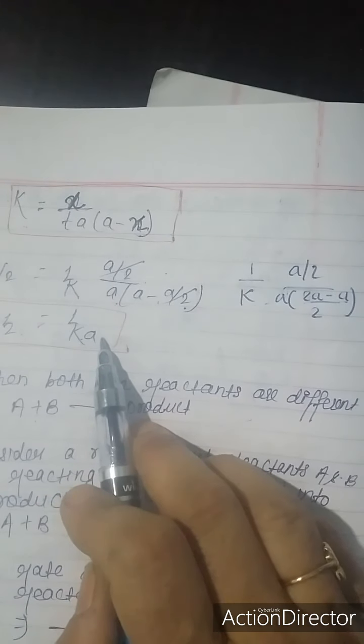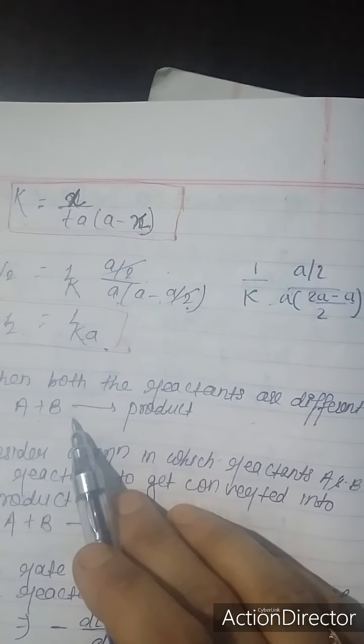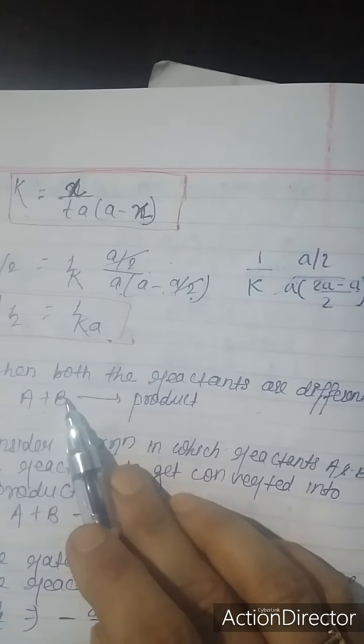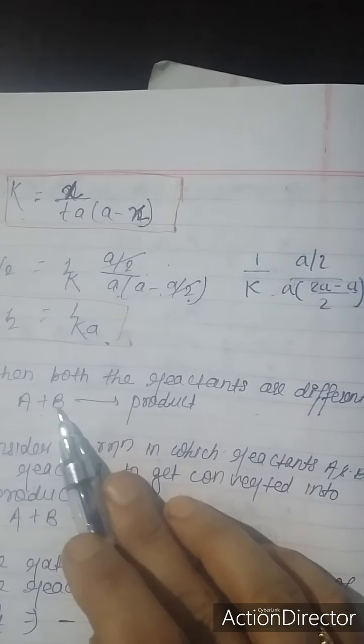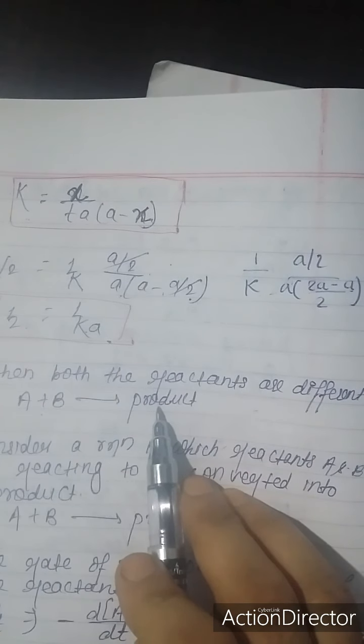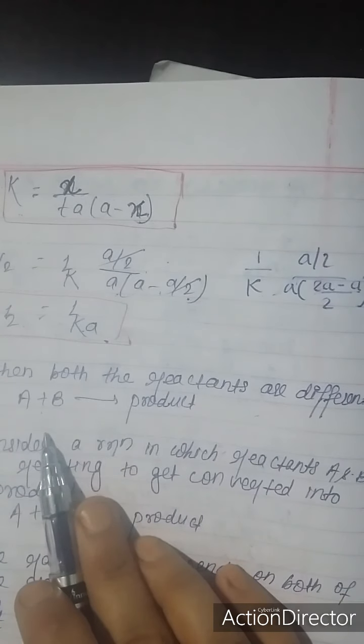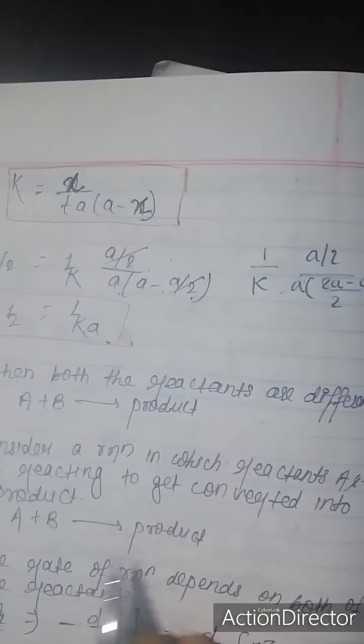Now the second case is when both the reactants are different. That is, one reactant I am taking A, the other I am taking B. So A plus B giving you the product. So again we are considering a reaction in which the reactants A and B are reacting and giving you the product.